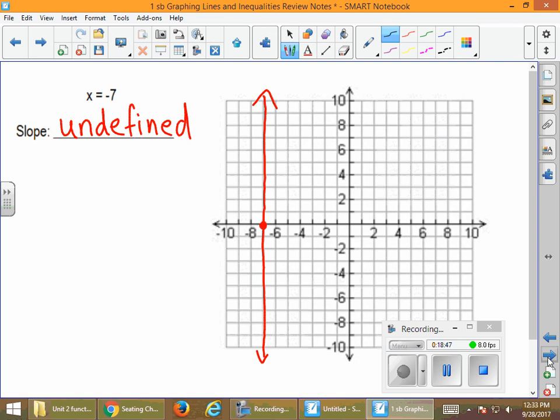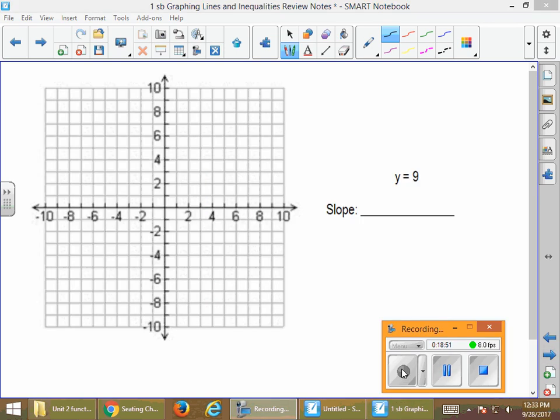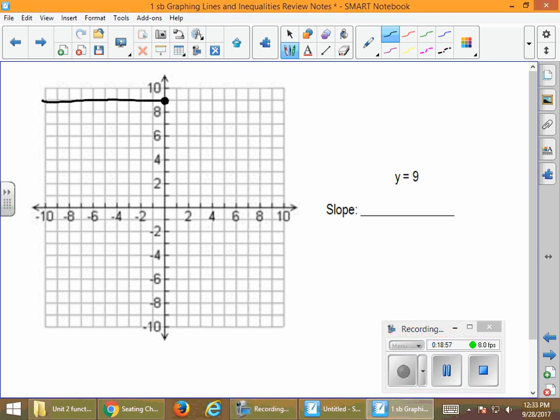Take a moment and work on question number 4. Y equals 9. Could be a horizontal line. And the slope of a horizontal line is 0.